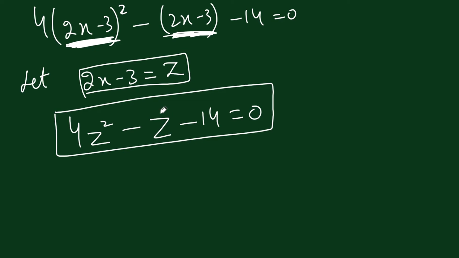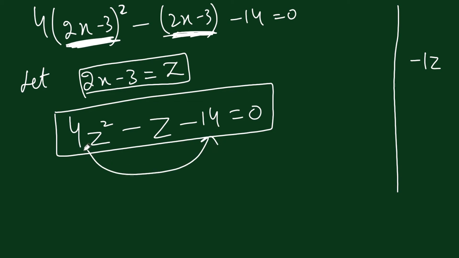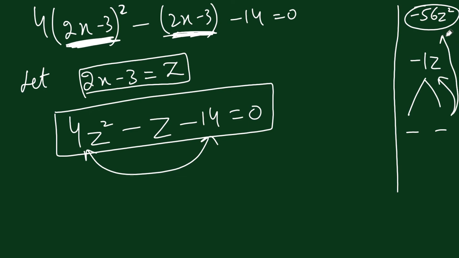Now what we will do, we will solve it with z as variable. What is middle term? Middle term is minus 1z. What is multiplication of a term and c term? That's 4 into minus 14, that's minus 56 z square. Now we need two numbers such that their addition or subtraction should be minus 1 and the multiplication should be minus 56. What can you think of the two numbers? 8 and 7. Is there subtraction minus 1? Yes. Is there multiplication 8 into 7, 56? Yes.